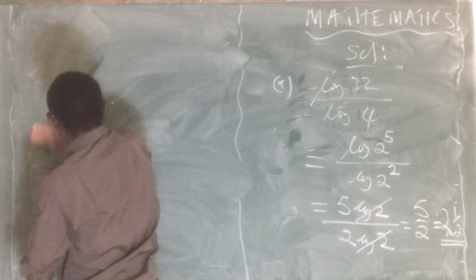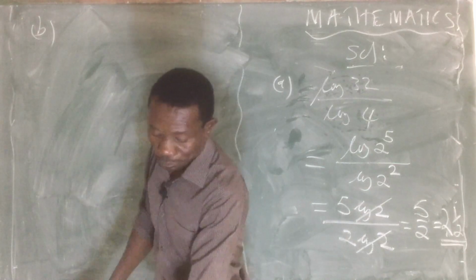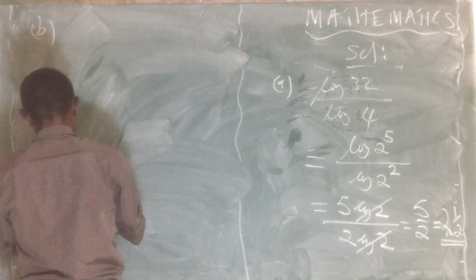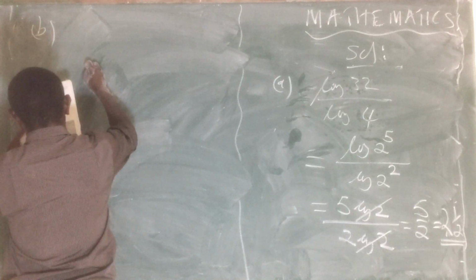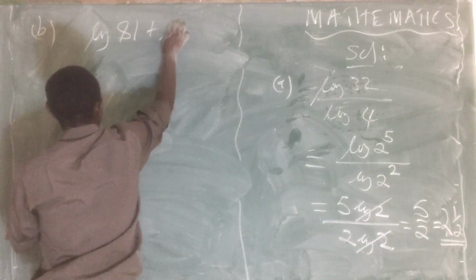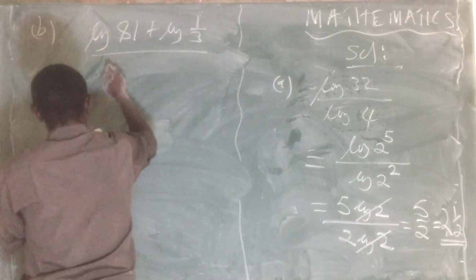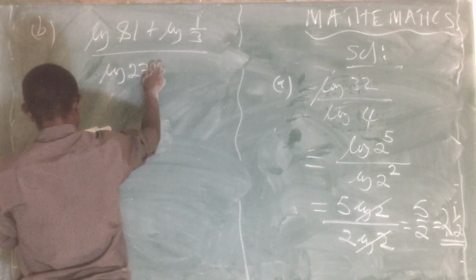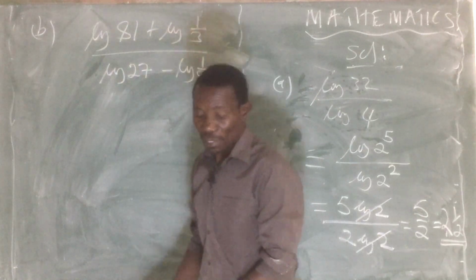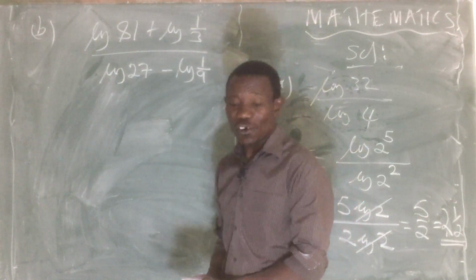Right. Now let's go to example B. Example B is given as it's also just like a direct one here, but in a different way. Log of 81 plus log of a third, divided by log of 27 subtracting log of 1/9. Right, further application of the laws of logarithms.